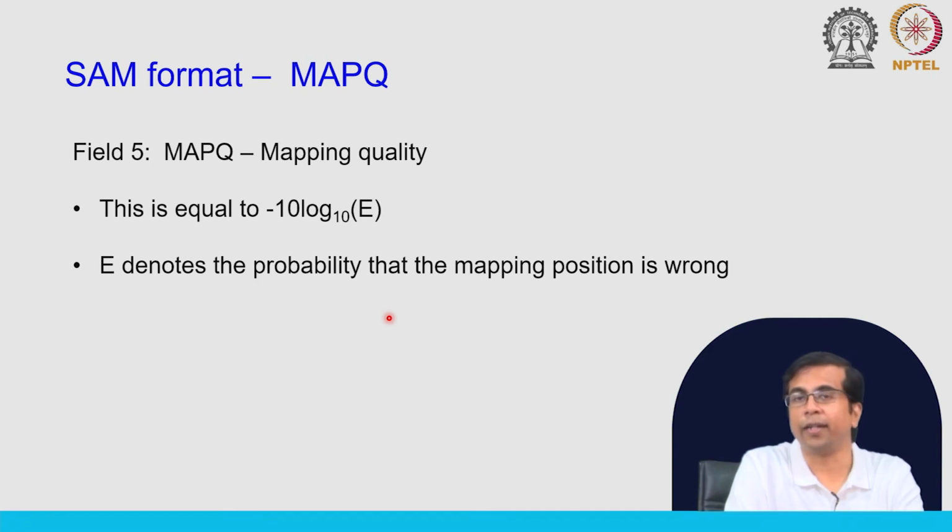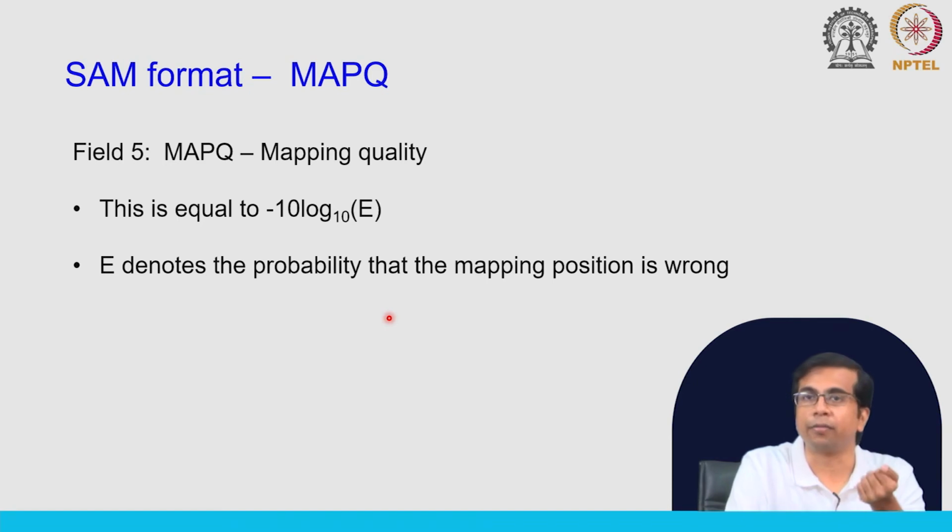So, it is a very similar idea to what we did when we calculated the probability of error for a base given the quality score, which was 10 to the minus Q by 10. It is a very similar idea here. So here E denotes the probability of error in the mapping process, instead of the base call. This denotes the probability that the mapping position is wrong.